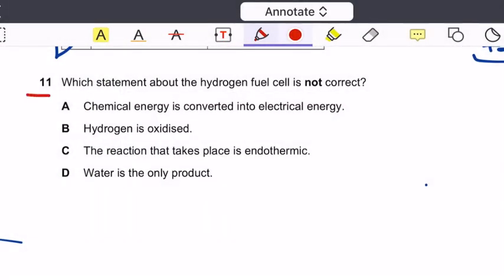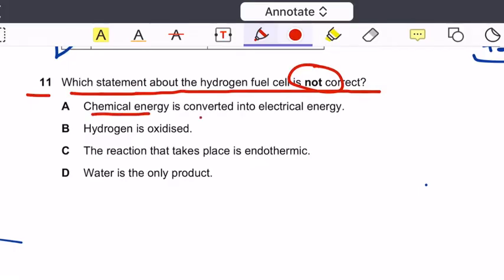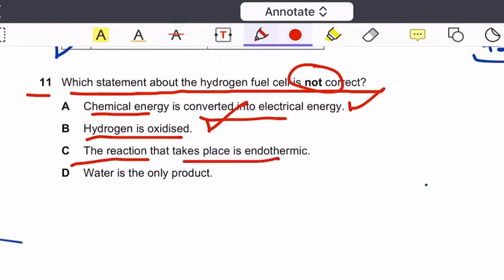Question number 11. Which statement about the hydrogen fuel cell is not correct? Number 1. Chemical energy is converted into electrical energy. This is correct. Number 2. Hydrogen is oxidized. This is correct because hydrogen plus oxygen make water. The reaction that takes place is endothermic. This reaction that takes place in fuel cell is exothermic. So this is wrong. Water is the only product. This is also correct. So correct answer is option C.